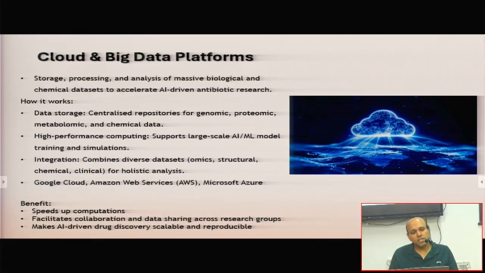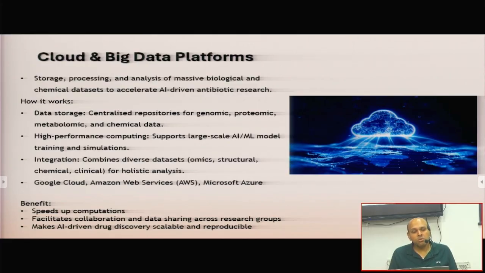So data storage, we have got centralized repositories for genomic, proteomics, and all sorts of data. Then we have got high performance computing, which supports large scale AI ML model training and simulations. So you need that high performance. Without high performance computing, you can't do it. You can't do it on the normal computer. On a normal computer, limited things you will be able to do.